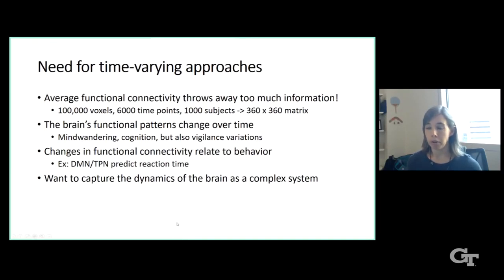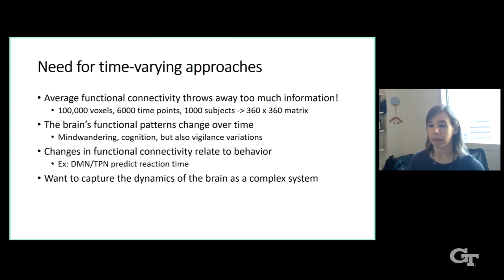So the data I just showed you was from the Human Connectome project, which has something like 1,000 subjects. For each subject, we have about 6,000 time points and 100,000 voxels. And we've taken all of this data in that prior slide, and we've condensed it down to a 360 by 360 matrix. We've just thrown away all of the interesting stuff. All right, maybe not all of it, but we've thrown away a lot of information. And I said that we want to see how this changes over time. Why? Because we know your brain's not doing the same thing over time.